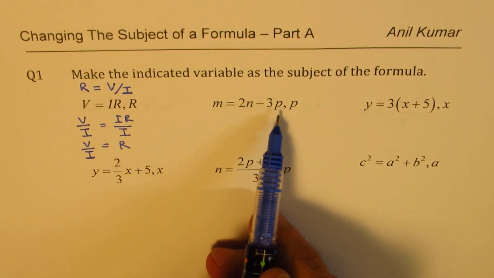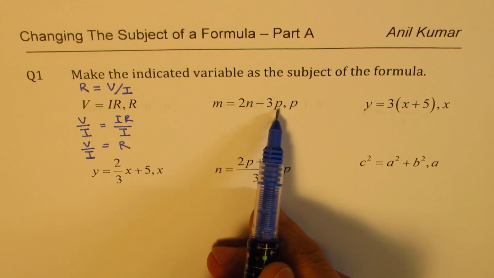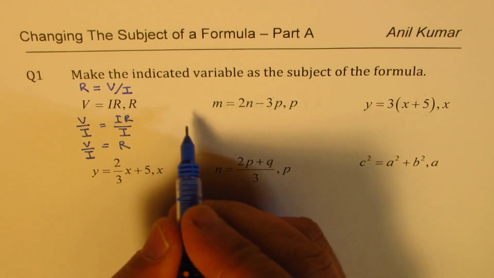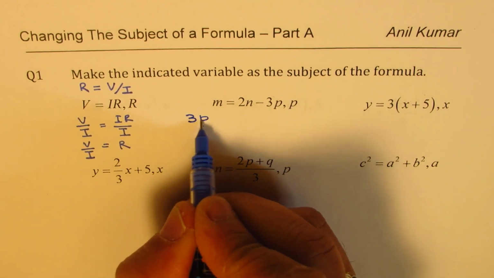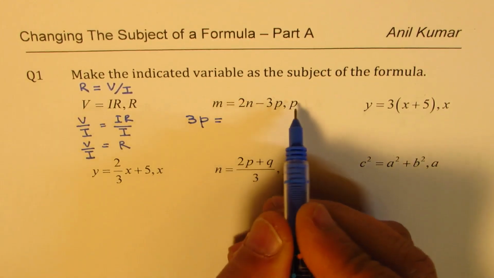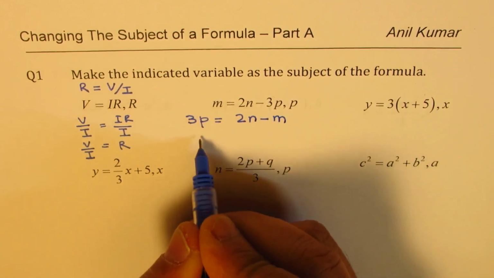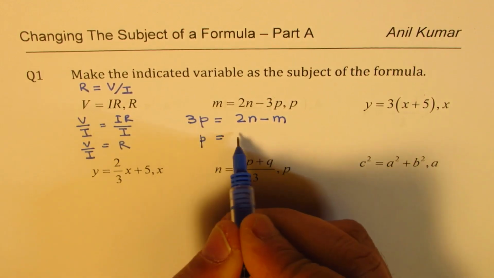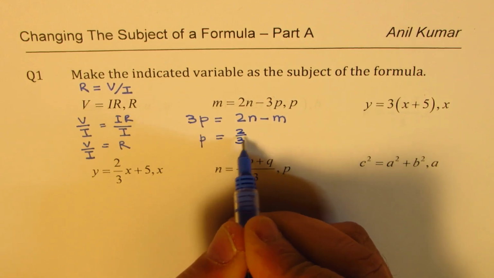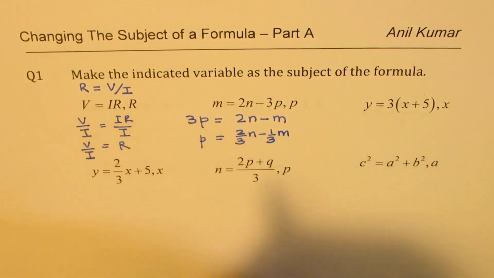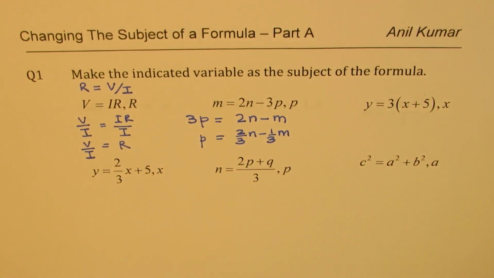The next one here, we need to isolate p. What should we do? Well, we can bring that minus 3p to the left side, so 3p is equal to m moved to the right side. So we get 2n minus m. And now we can divide by 3. So we get 2 over 3 n minus 1 over 3 m. Perfect. So we have isolated.